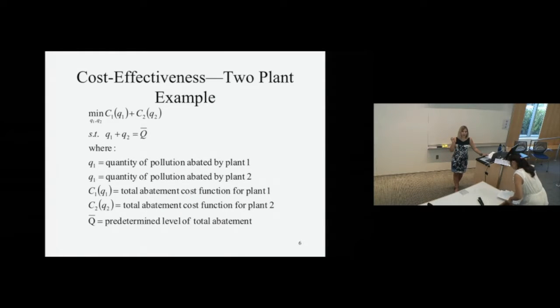C1 of Q1 is the total abatement cost function for plant one and C2 of Q2 is the total abatement cost function for plant two. They each have different costs. We don't know what those are, but they're heterogeneous firms. And our goal is to reach Q bar, the total level of abatement. So in the formula on the top, our objective function, we want to minimize costs. We want to find the most cost-effective solution. We're going to minimize based on our choice variables, little Q1 and little Q2. We're going to minimize the sum of the total abatement costs for each firm, subject to the constraint that Q bar is equal to the sum of little Q1 and little Q2. Whatever solution we find, the cost-effective level of abatement for plant one plus plant two should equal Q bar. That's our constraint, and we have our cost minimization function.